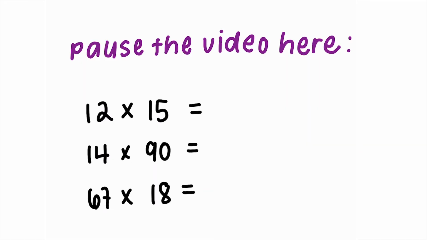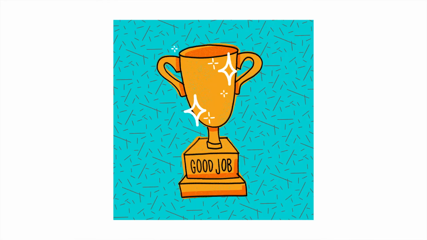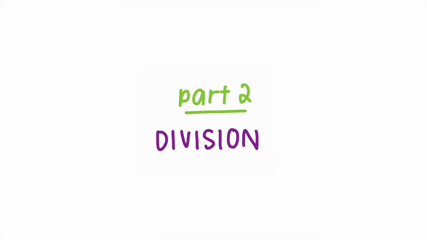Overall, multiplying with multi-digit numbers is just like multiplying single-digit numbers. Let's check out how much you've learned so far in practice. I think you totally got multiplication down. Now let's move on to division.